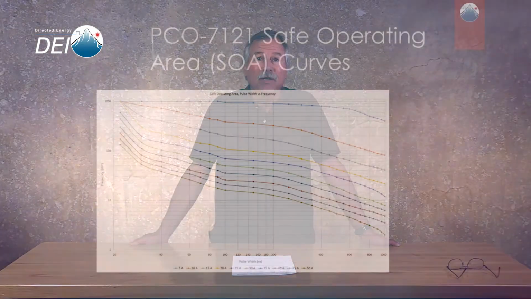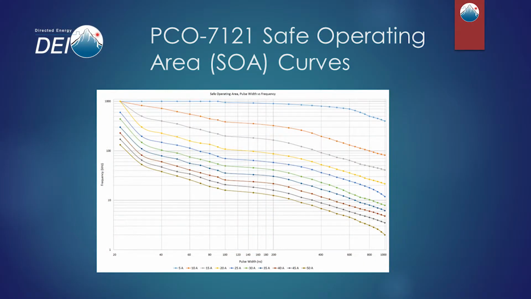Recall from our first video that when you pick a current and a duty cycle, you are setting an operating condition that has to fall within the safe operating area curves. So at this point, let's take a look at the SOA curves for the PCO-7121.